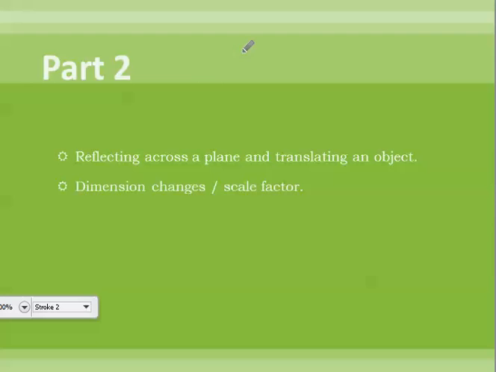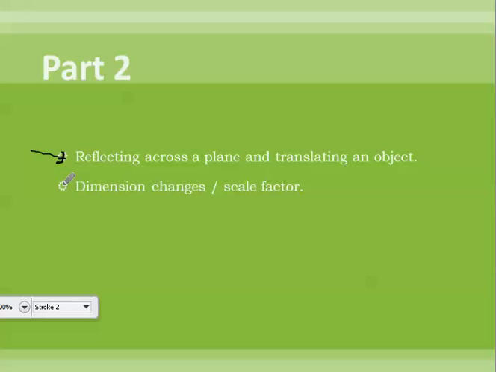Okay, part 2 of the test. You're going to have two types of questions. One of them is going to be reflecting across a plane and translating an object. Go look at the last Class Connect, because I went over this quite a bit in that Class Connect. We did quite a bit of this in there, okay? Translating an object. It's one of the things that you need to be able to do.